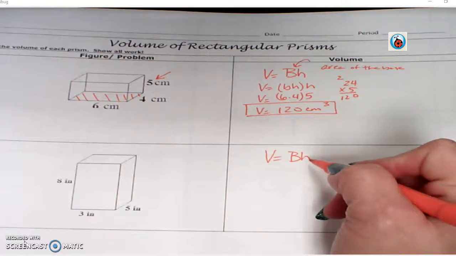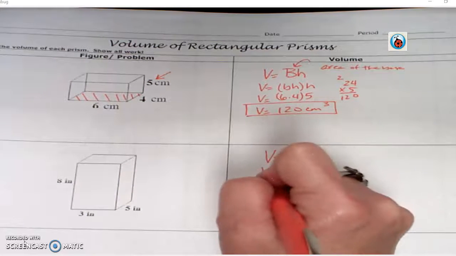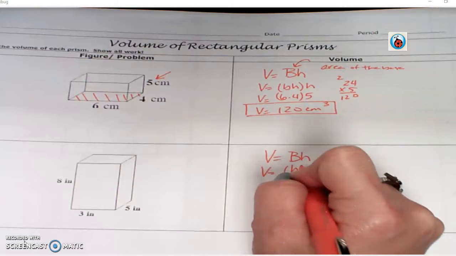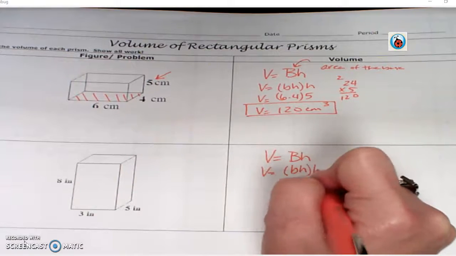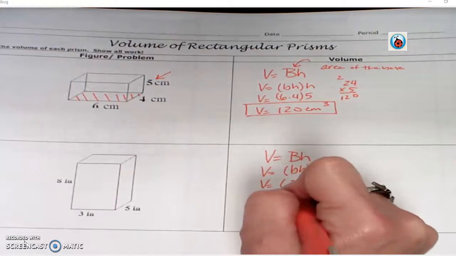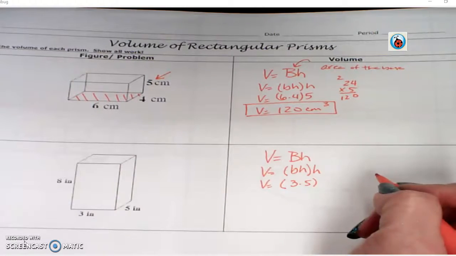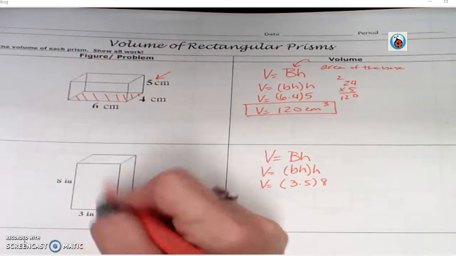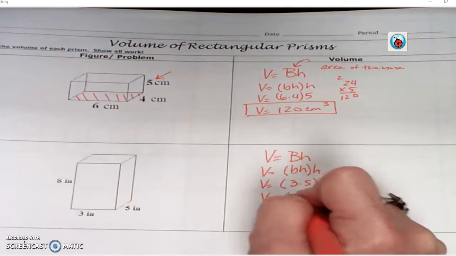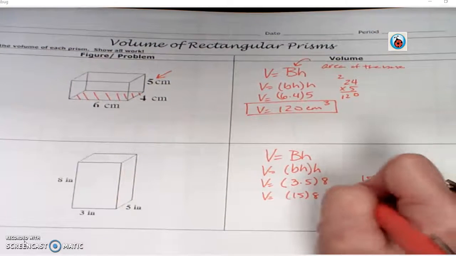The first step is write your formula. Second step is plug it in. The area of the base, it's a rectangle, so that's base times height times height. Your base is 3 times 5. The distance between the bases is 8. So this is going to be 15 times 8.